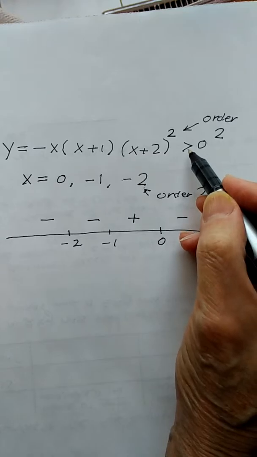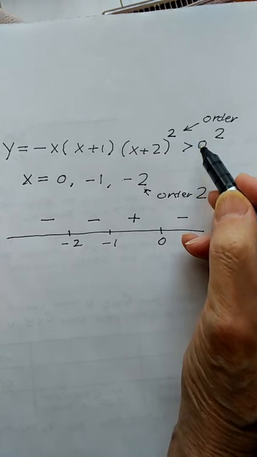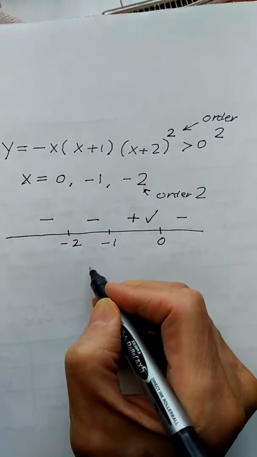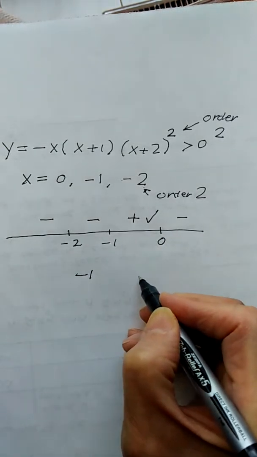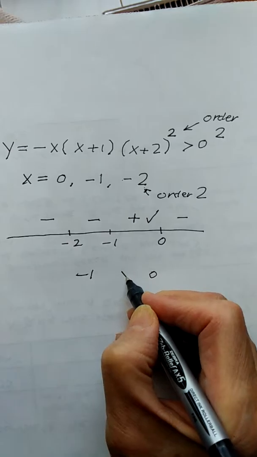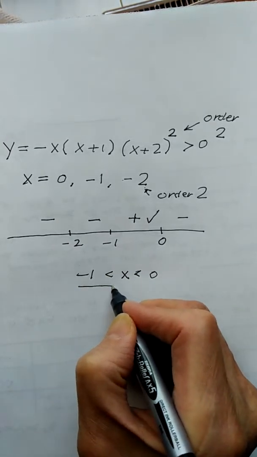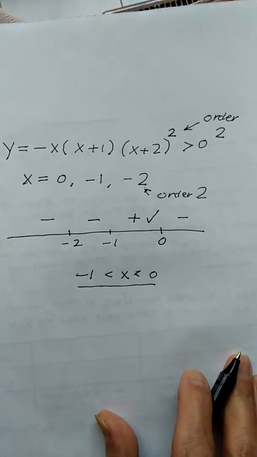What do I want? I want larger than 0, which means positive. So the positive interval is only here. So my answer is -1 to 0. My x is in between. And this is my answer.